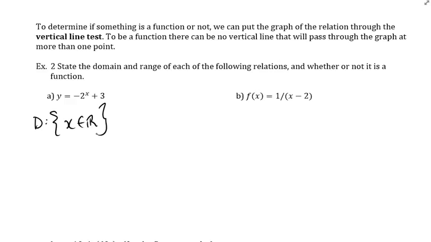What if I put 0 in? What if I put 1 in? What if I put 5 in? What if I put -5? It's fine. Those are all going to work. I can take the exponent of all of those. Right? Good. Range.